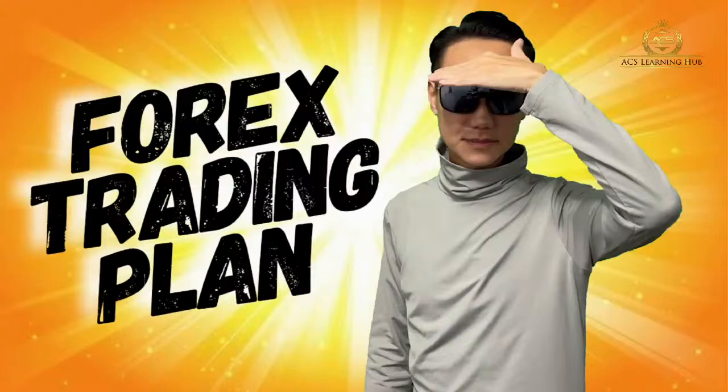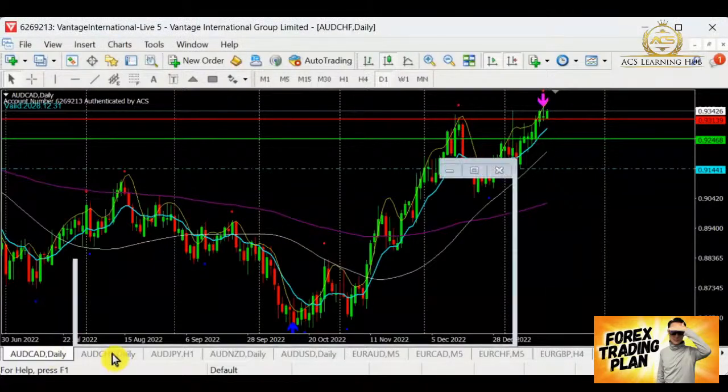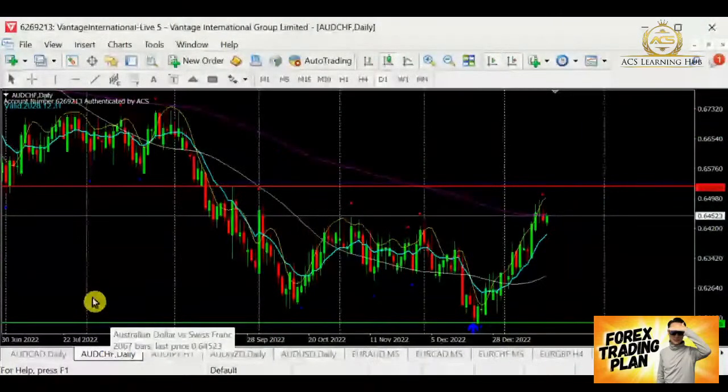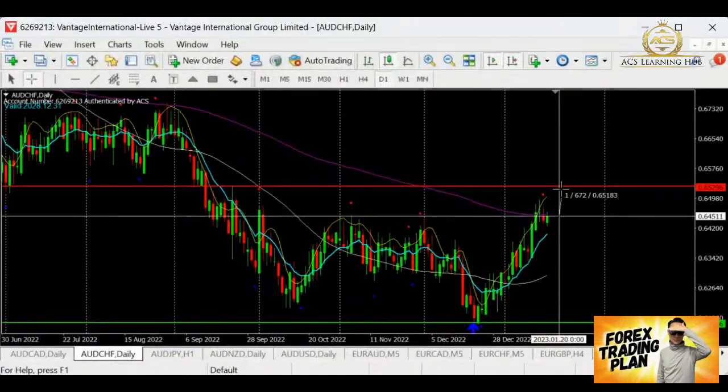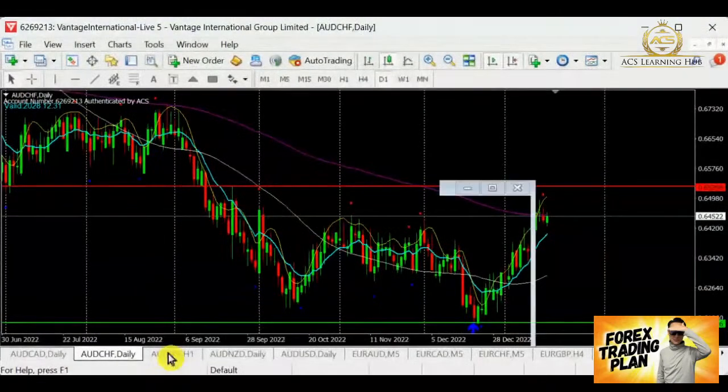Right, so let us quickly go into our MT4. Over here in Aussie CAD, tentatively, we are going for a buy, so buyers can take note. But for Aussie Franc, buyers have to take note. One thing, you have a good space out here, about 72 pips. So buyers can take note, sellers have to stay away.